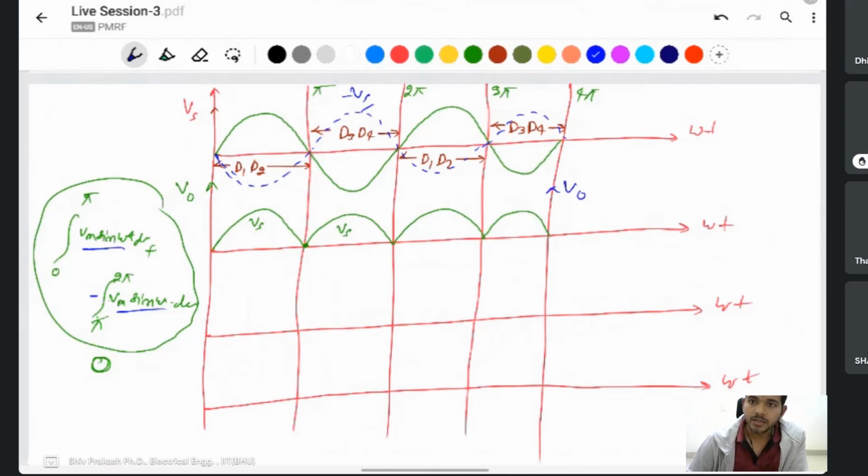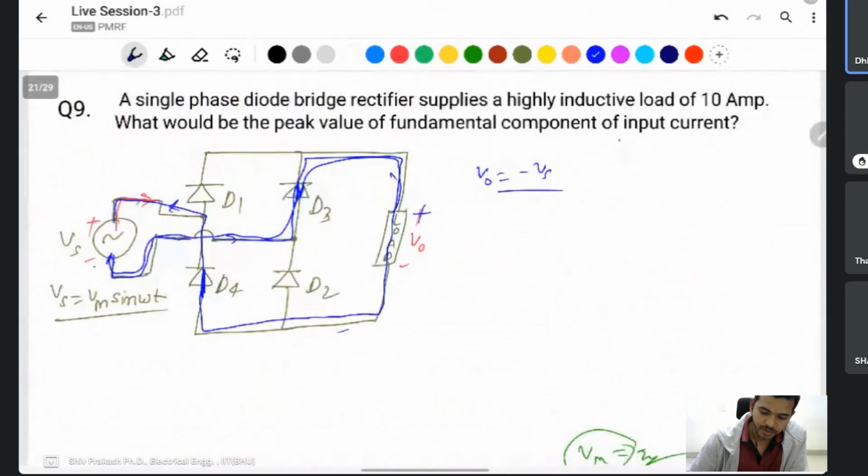Sir, actually, is the current flowing in the reverse direction to the load or not? Only we are taking it for reference. In the load, current is flowing in the positive direction only, not in the negative direction. The load current flows like this only, in one direction.